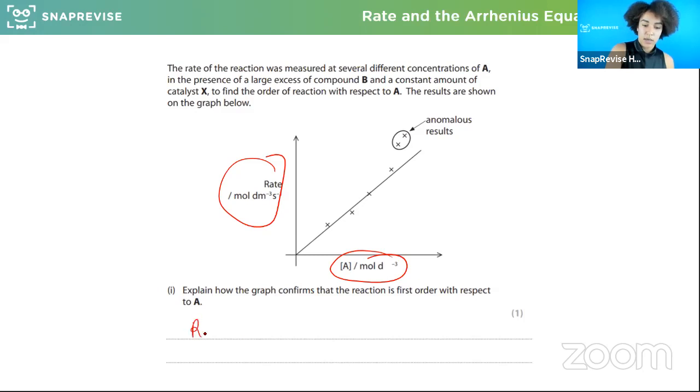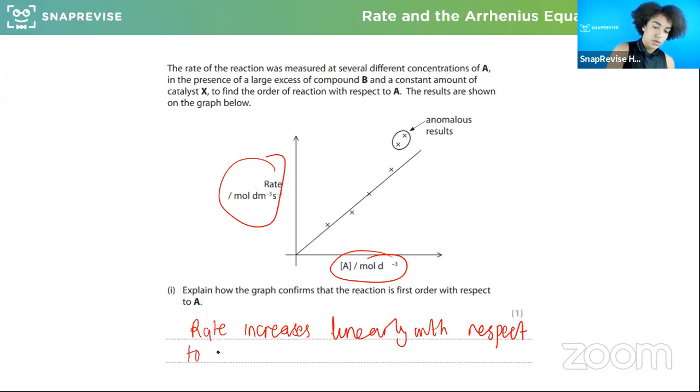So we want to say rate increases linearly with respect to concentration. And you can also add that that means there's a direct proportionality, but it's asking you about the graph specifically. So you want to describe what you can see on the graph.